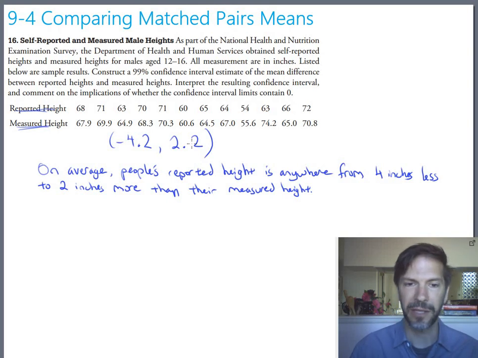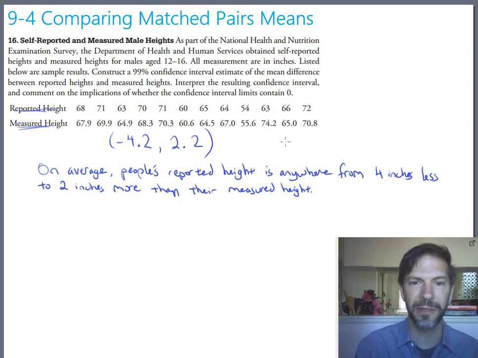So that's when they're saying, interpret the resulting interval. So we just interpret it with this sentence. And comment on the implications of whether the confidence interval contains 0. So when you're talking about how much difference there is, if the interval says there could be 0 difference, again, the interpretation of that is just basically there could be 0 difference. There could be no difference.